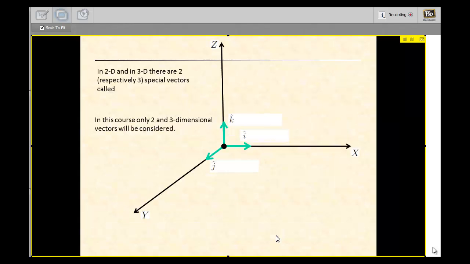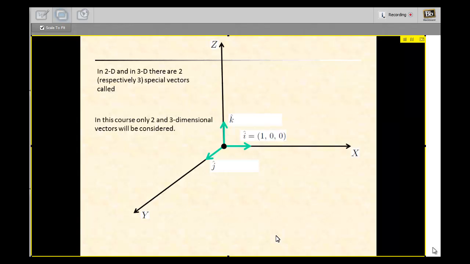So in 3-dimension, most of the time we assume three vectors, that is i, j, and k. These three are called the unit vectors i, j, and k, and these are standard unit vectors. So i is in the direction of x, j in the direction of y, and k in the direction of z. So i is equal to (1, 0, 0).